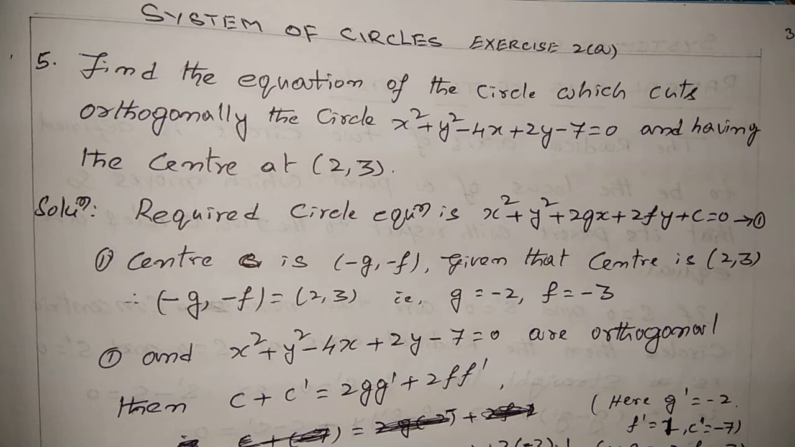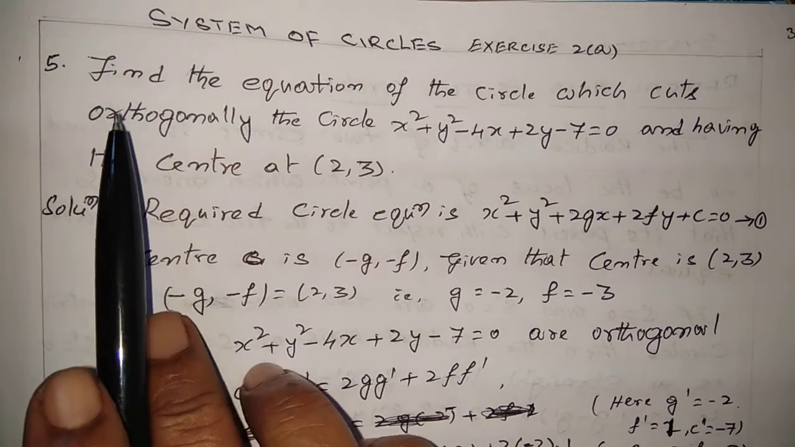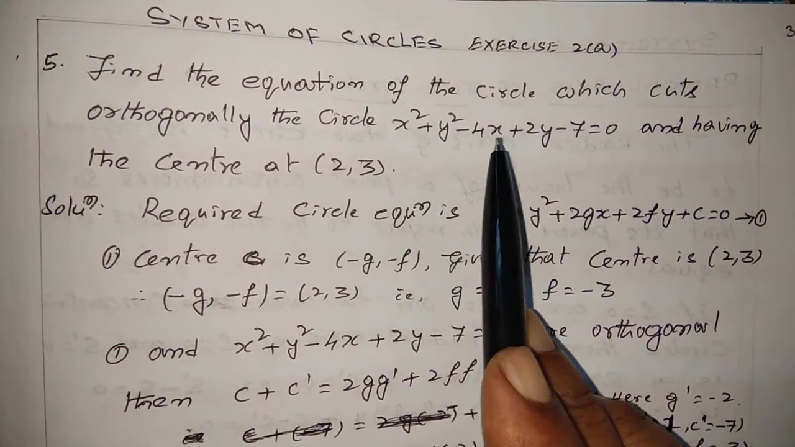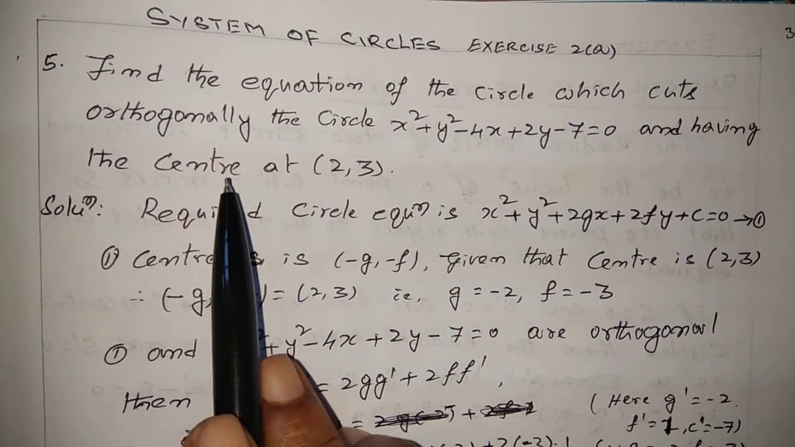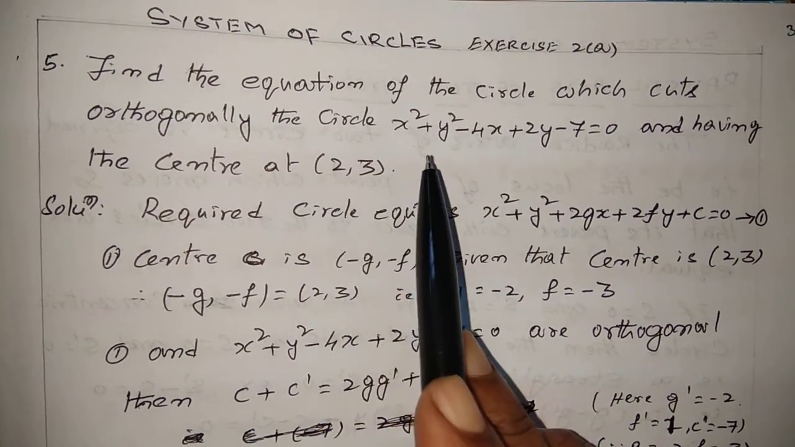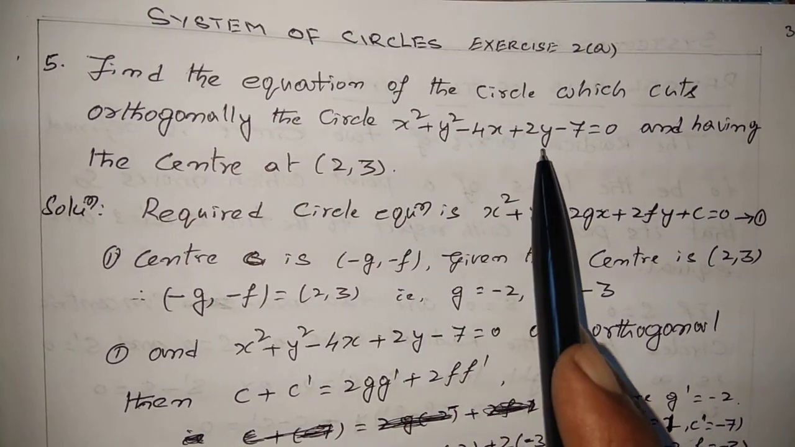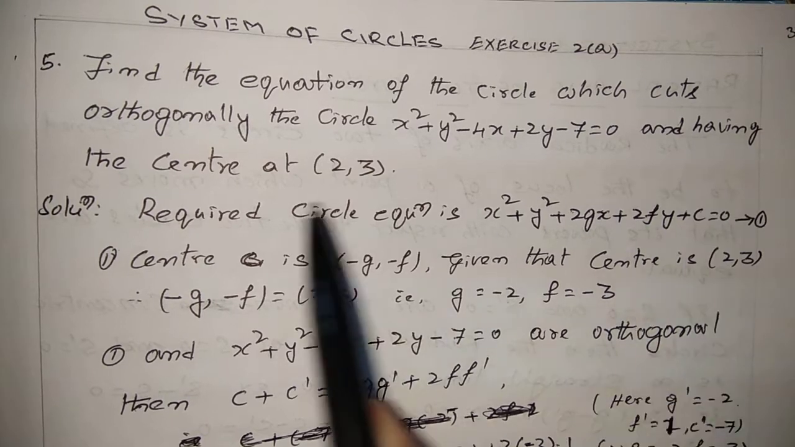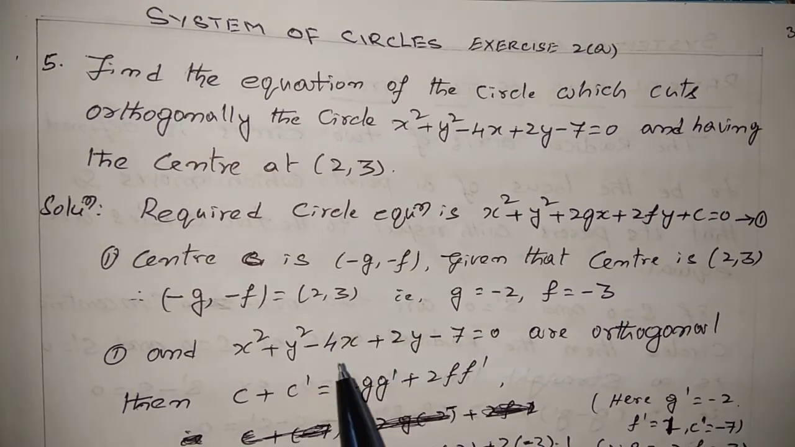Today we are going to solve some more problems in the chapter System of Circles, exercise 2a. The first one is: find the equation of the circle which cuts orthogonally the circle x square plus y square minus 4x plus 2y minus 7 is equal to 0 and having the center at (2, 3).